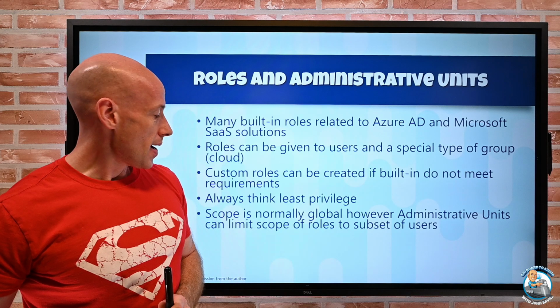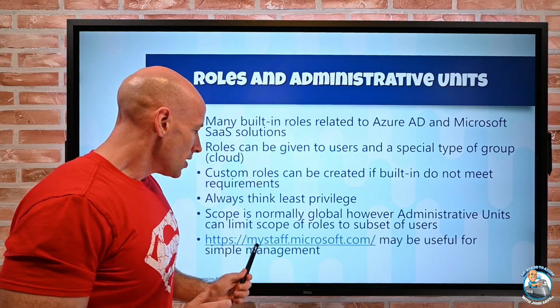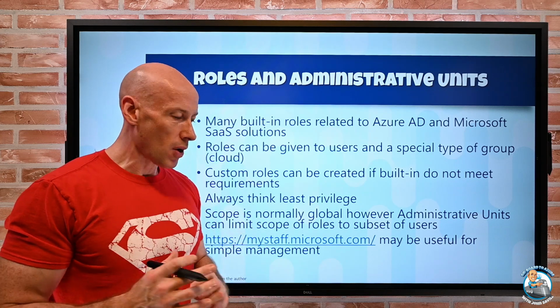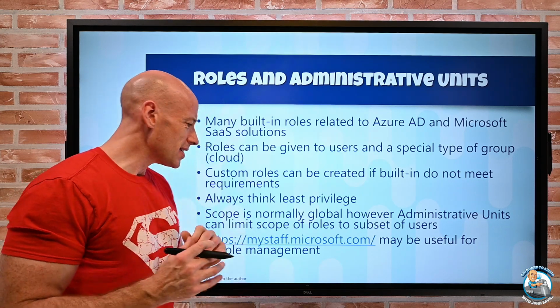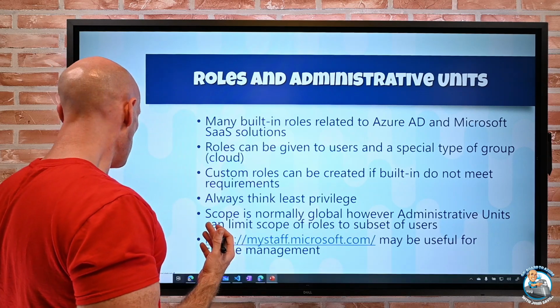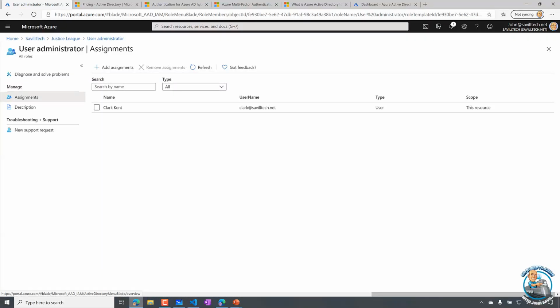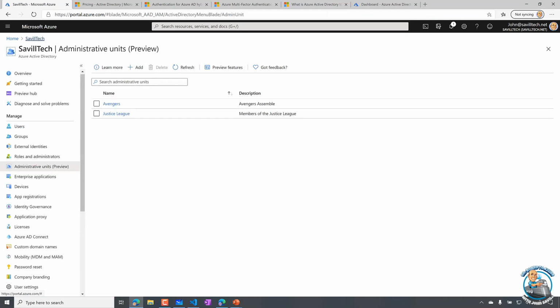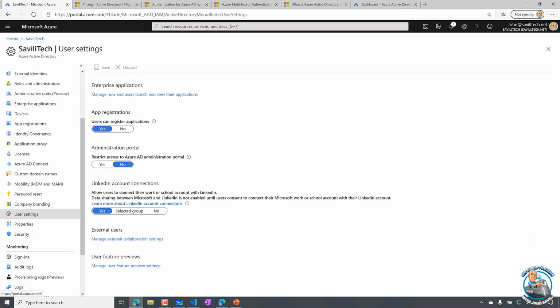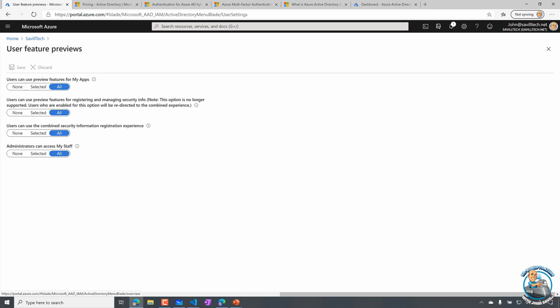The other nice thing I can do, imagine I've got like branch offices. So it gives me access to this new mystaff.microsoft.com. Now this is again in preview. So now what I can do is we'll start off looking as me. Because it's in preview, I can go to user settings. I can manage user feature previews. And I can see I've now got this My Staff at the bottom corner. So here now I can turn that on and give people access to this My Staff thing.